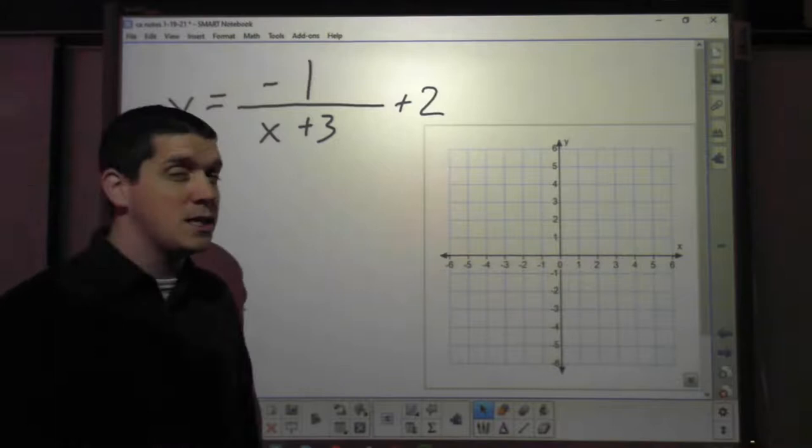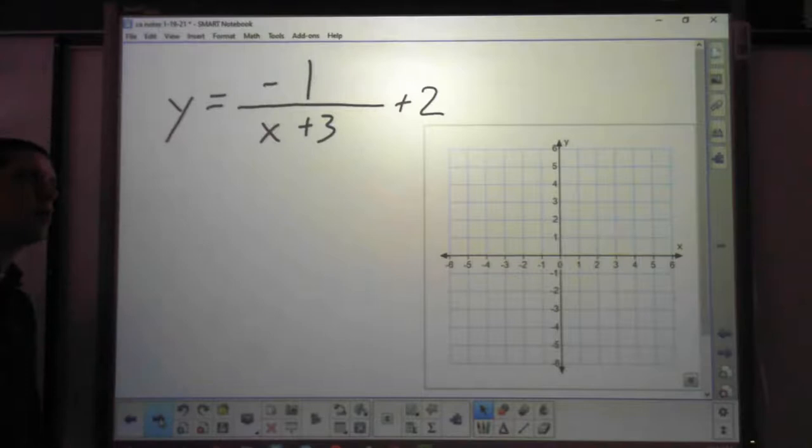Go ahead and hit pause. I want you to think about this problem. Try this problem on your own. See what you can come up with. See what you can think about here.